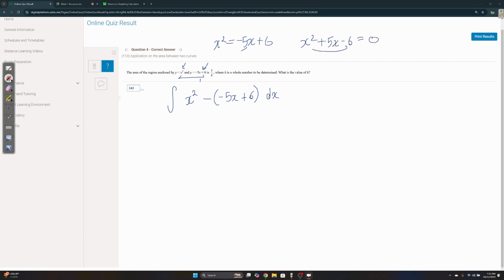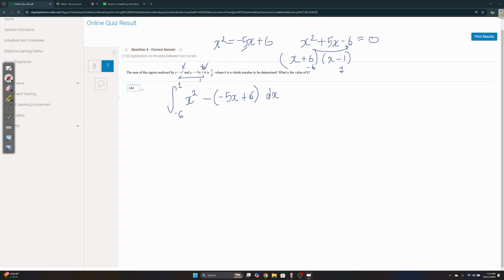Which two numbers multiply to get 6? You can use the quadratic formula or factor: multiply to get 6, but subtract to get 5. 1 and 6. So 6 and 1. It's a minus, so the plus goes here, the minus goes here. So you get two solutions, negative 6 and 1. So your bounds will be negative 6 and 1.